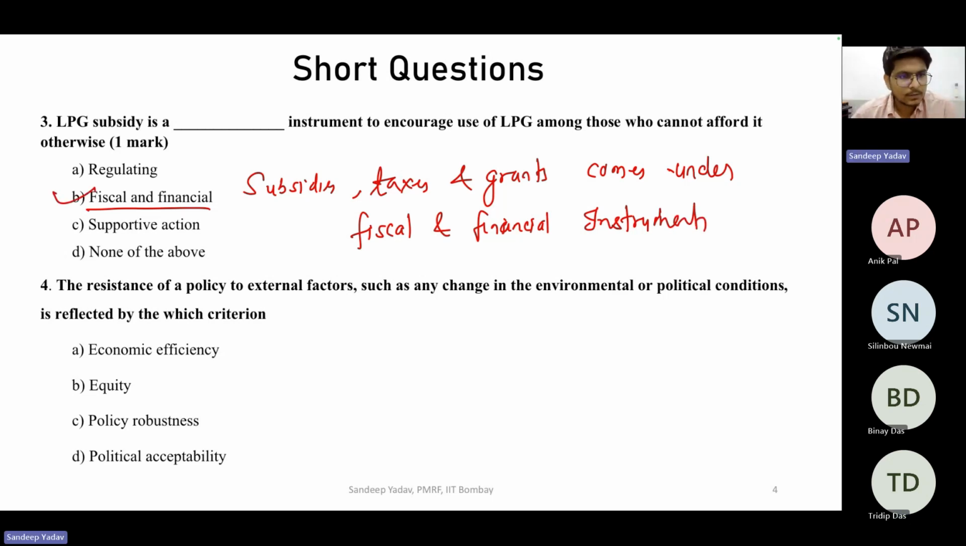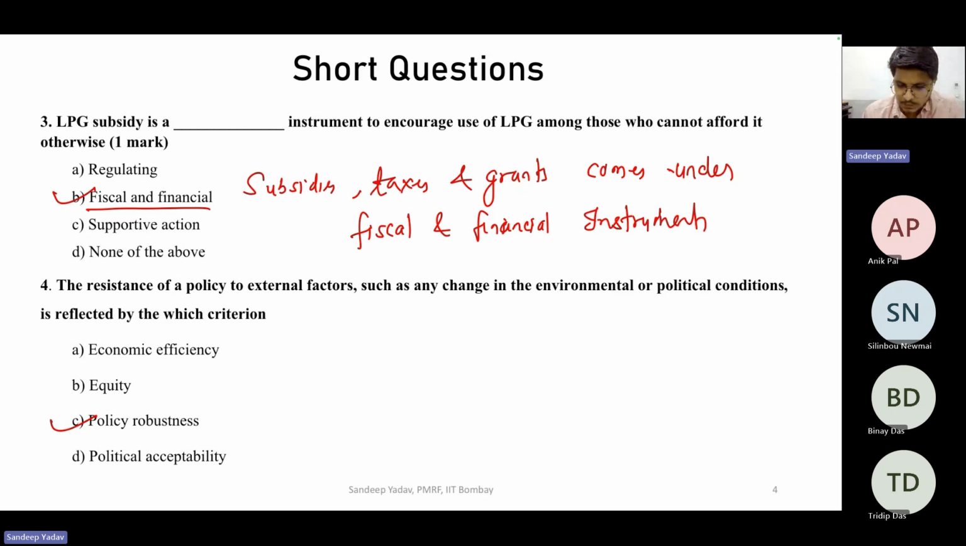Question number 4 says the resistance of a policy to external factors such as any change in the environmental or political conditions is reflected by which criteria? Someone is typing policy robustness. So yes, policy robustness is the correct answer.